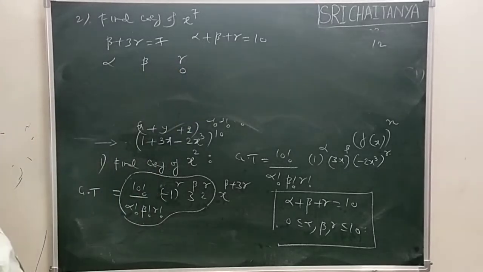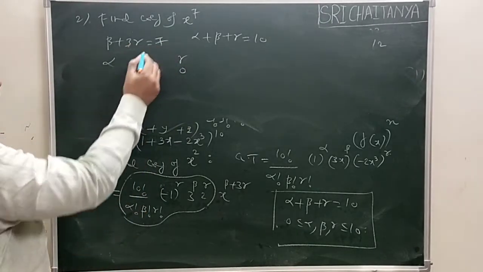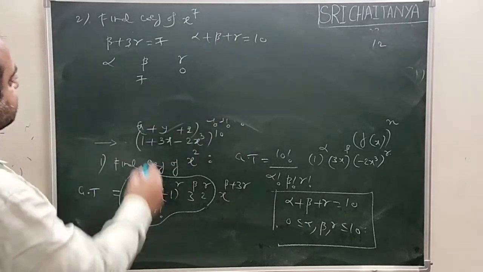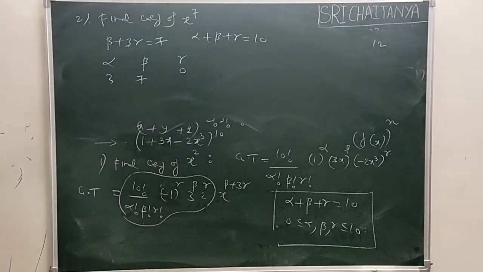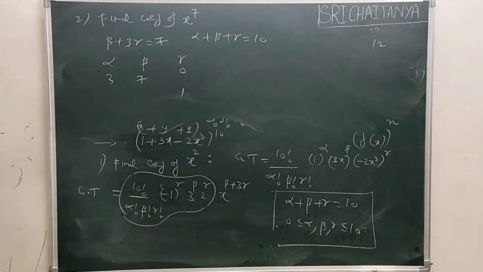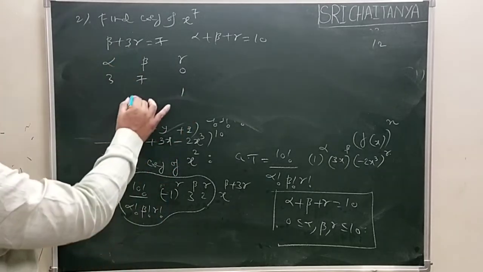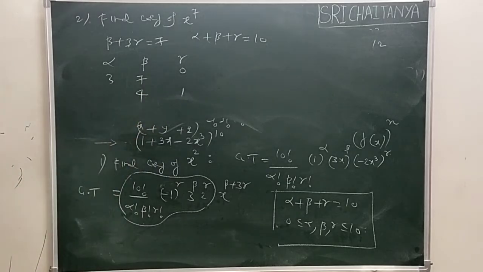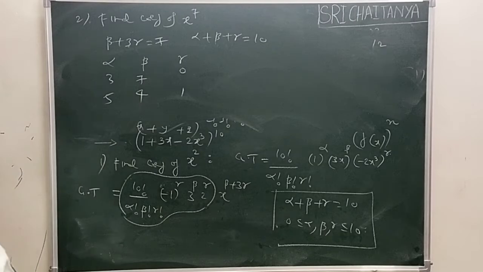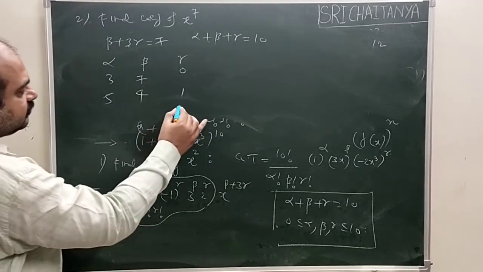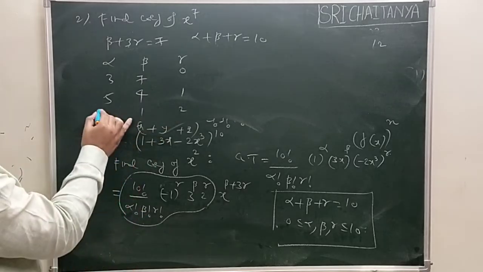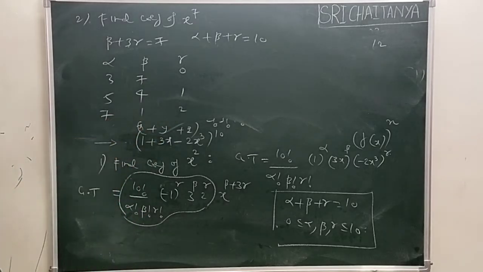First put gamma equal to 0. Beta is what? 7. So gamma equal to 0, beta equal to 7, that means alpha is 3. So 3, 7, 0 is one possibility. Put 1 here. This is 3. Beta is 4, so 4 plus 1, 5. This is what? 5. This is one possibility. So then gamma 2. If this is 2, this is what? 1. So this is what? 7. This is one possibility.